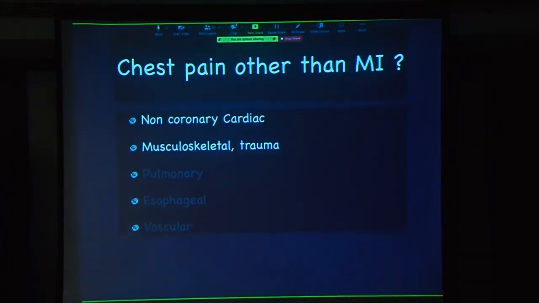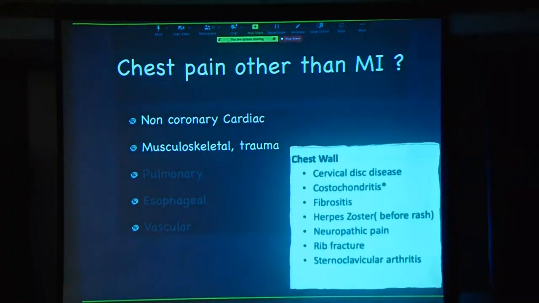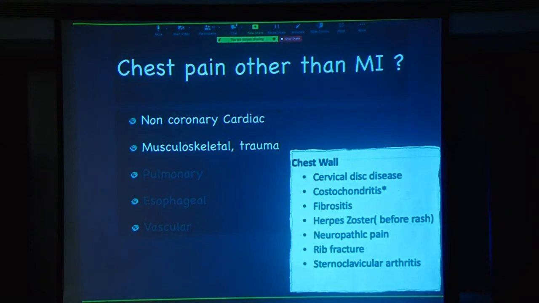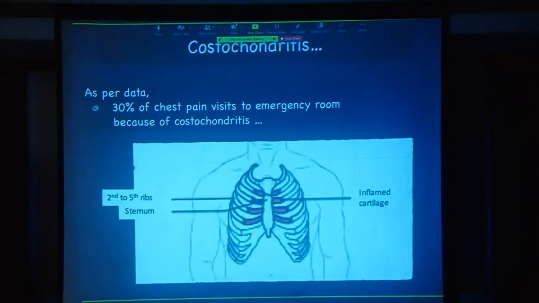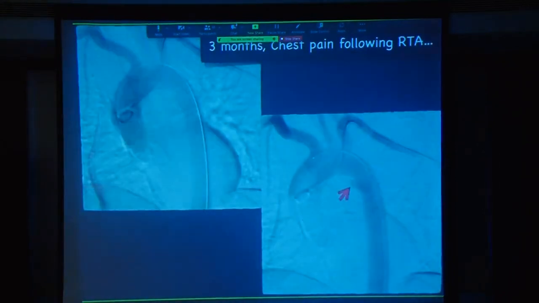Now, chest pain other than myocardial infarction could be non-coronary cardiac, musculoskeletal, or traumatic. Regarding musculoskeletal, it could be cervical disc disease, costochondritis, fibrositis, herpes zoster before the rash, neuropathic pain, or rib fracture. There could be a lot of reasons why you could have chest pain related to musculoskeletal causes, and even trauma to the chest can lead to chest pain.